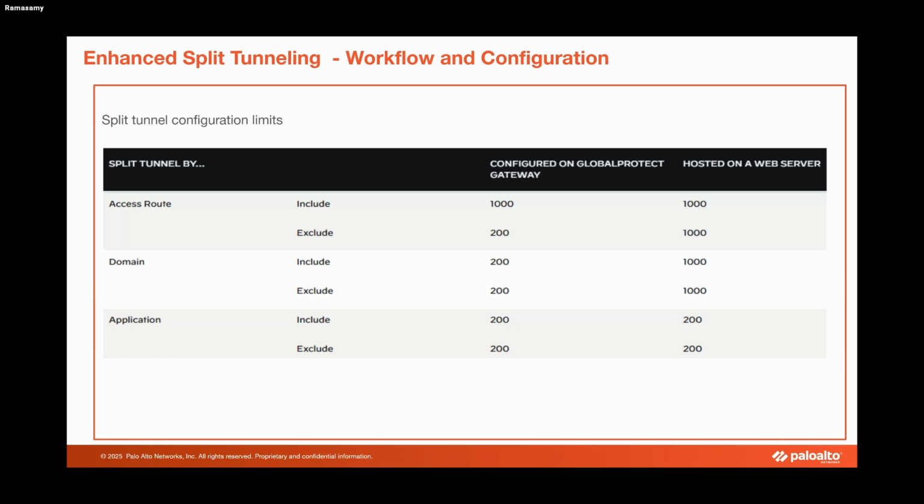In domain, both include and exclude limits are increased from 200 to 1000, and there is no change in the limit for the application. It remains at 200 for both.